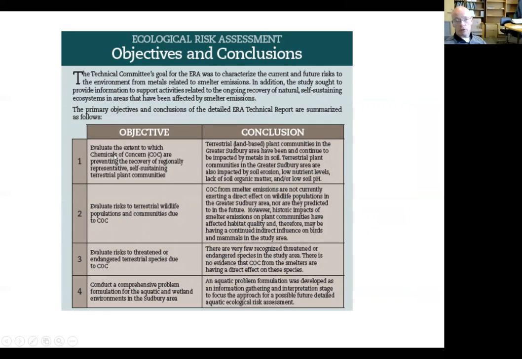So in terms of just summarizing with the objectives here, this was objective 1: evaluate the extent to which chemicals of concern are preventing the recovery of regionally representative self-sustaining terrestrial plant systems. Plant communities in the Sudbury area have been and continue to be impacted by metals in soils. It's quite clear. Terrestrial plant communities are impacted by soil erosion. If you remember, I talked about the erosion that occurred.